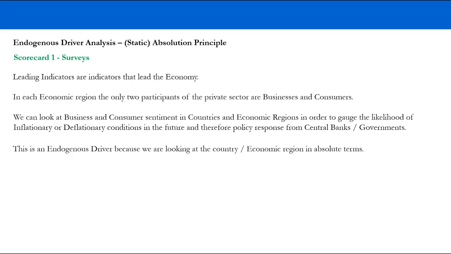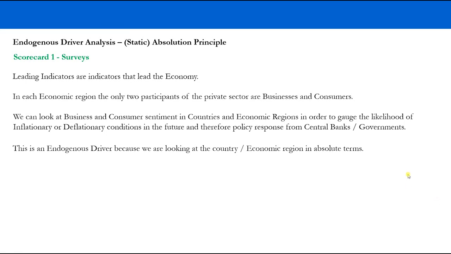So if you remember back to our idea generation flow analysis, we had leading indicators as drivers on the left-hand side predicting both coincident indicators and what central banks and governments are going to do, because central banks and governments are primarily concerned with the coincident drivers. And surveys are an endogenous driver because we're looking at the country or the economic region in absolute terms. So let's build into our major example here.